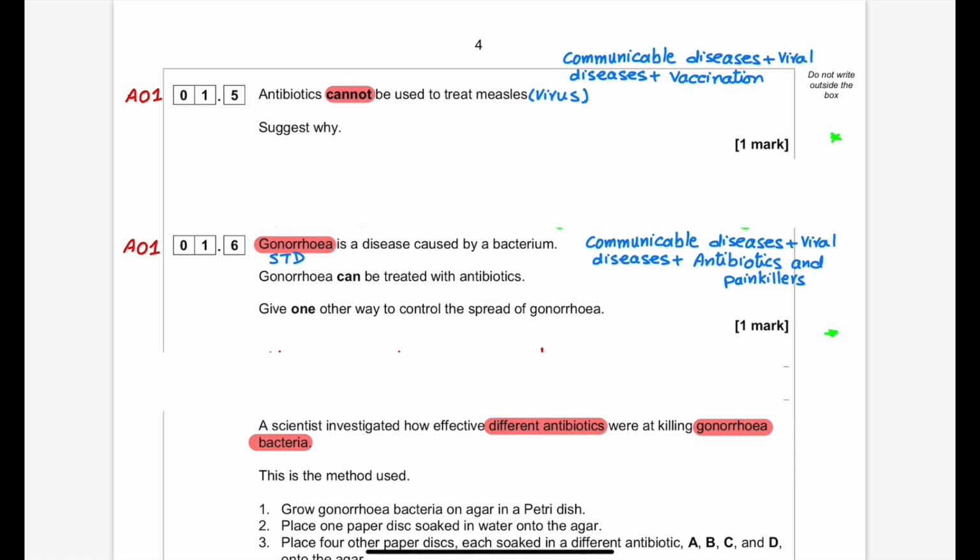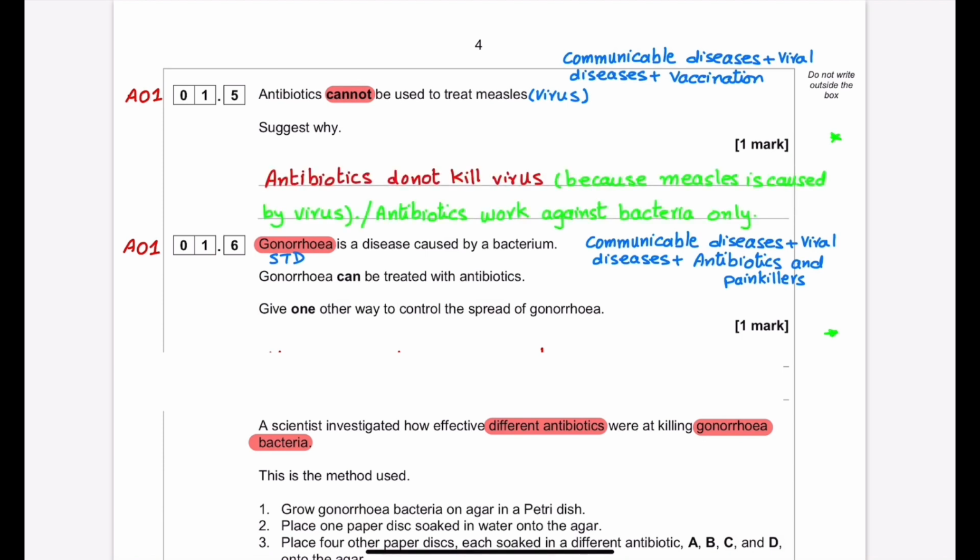So antibiotics do not kill the virus because the measles is caused by a virus, or you can say the antibiotics work against the bacteria only. The model answer is: antibiotics do not kill the virus because the measles is caused by the virus. Another option you can write here is: the antibiotics work against the bacteria only.